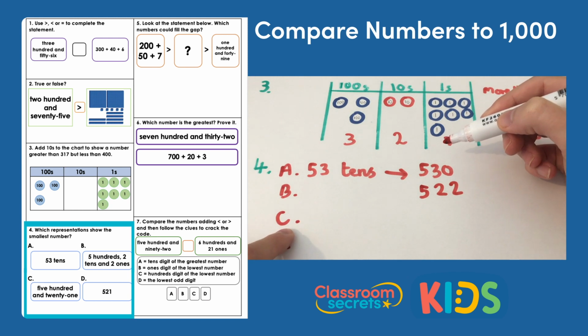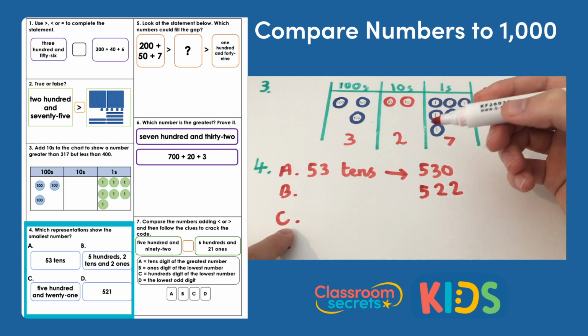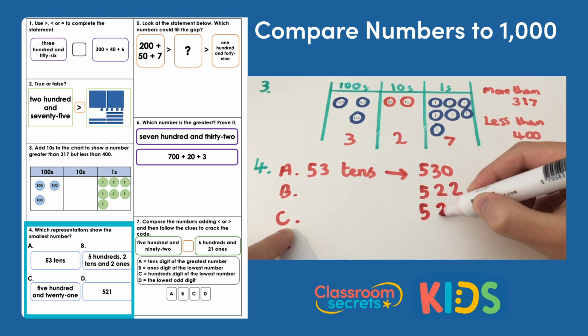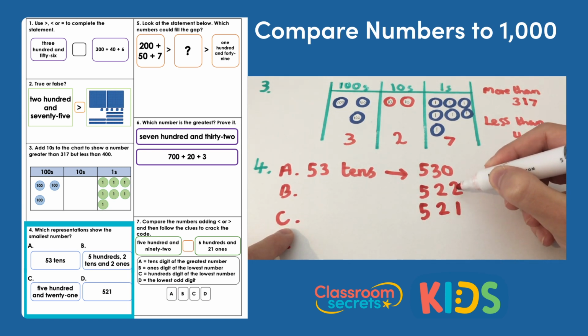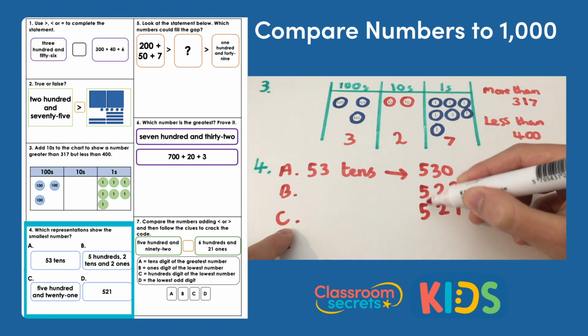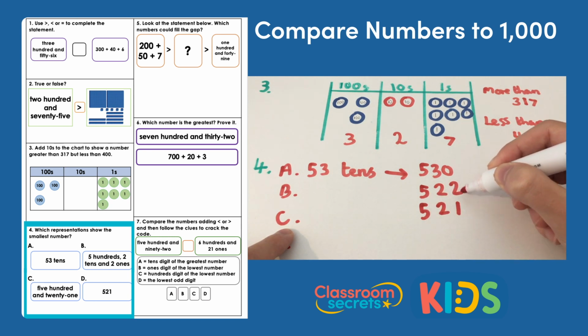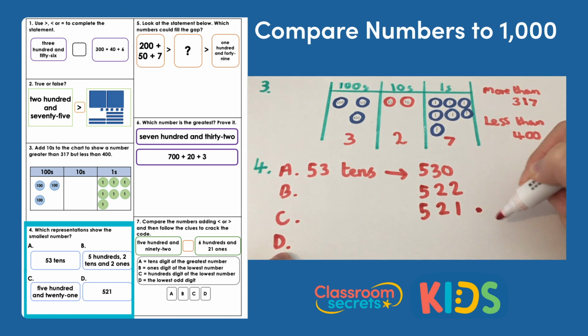Let's have a look at C. 521, again, it's written 521. So that one is smaller than B, because even though our hundreds and tens are the same, our ones is smaller. We've got a 1 there and 2 there. So C at the moment is the smallest.